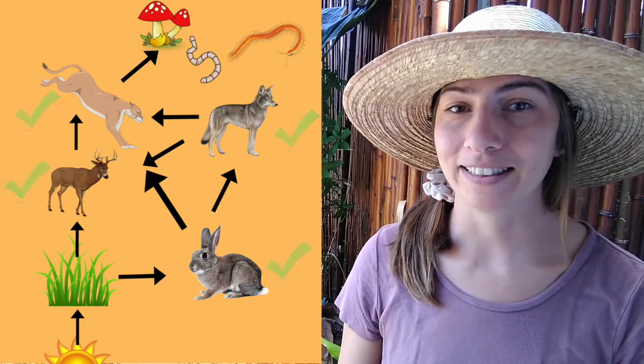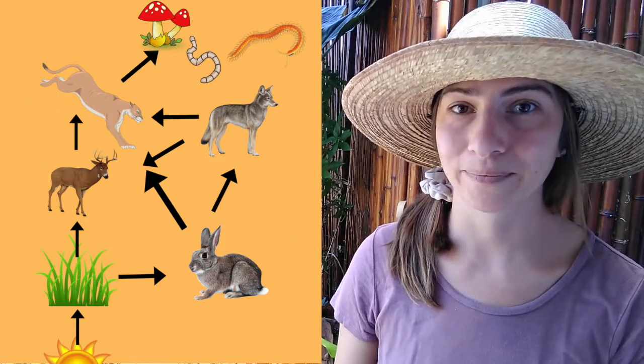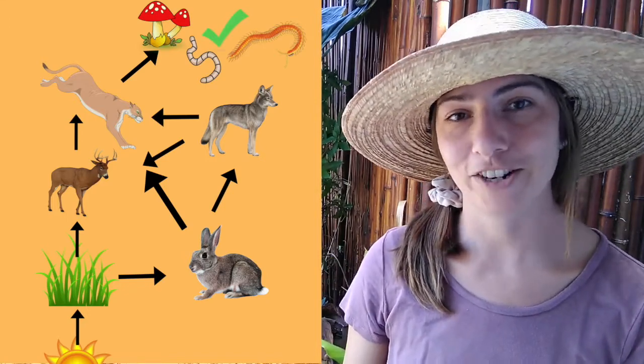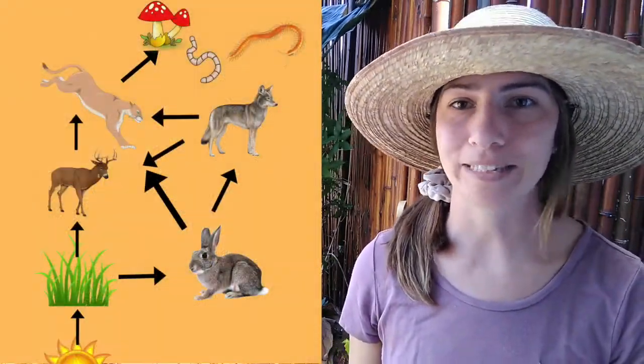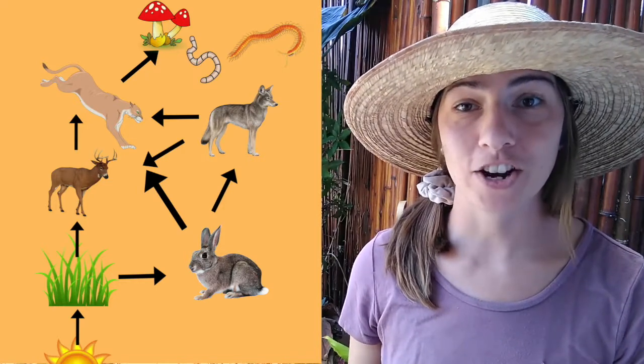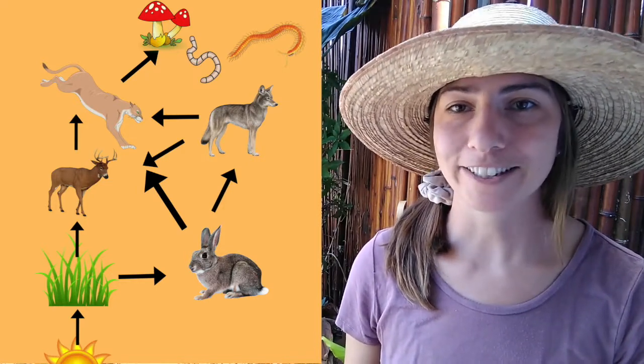How about the decomposers? Excellent. The decomposers are those FBI, the fungus, bacteria, and invertebrates. Nice job. So all organisms are connected in food webs like this one. So now that we know what a food web is, let's look at our soil food web.